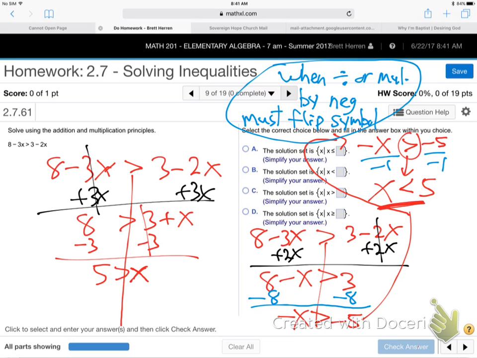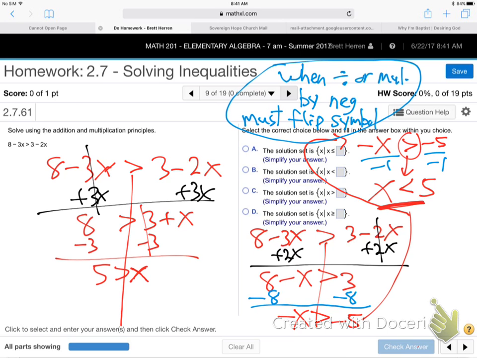Now, don't be confused with -8 here, for example. That wasn't dividing, was it? That was just subtracting. So I didn't have to flip the symbol. But right here, I put the -1 under the bar. When you divide by negative, you got to flip the symbol. So I flipped it, and there's the answer.